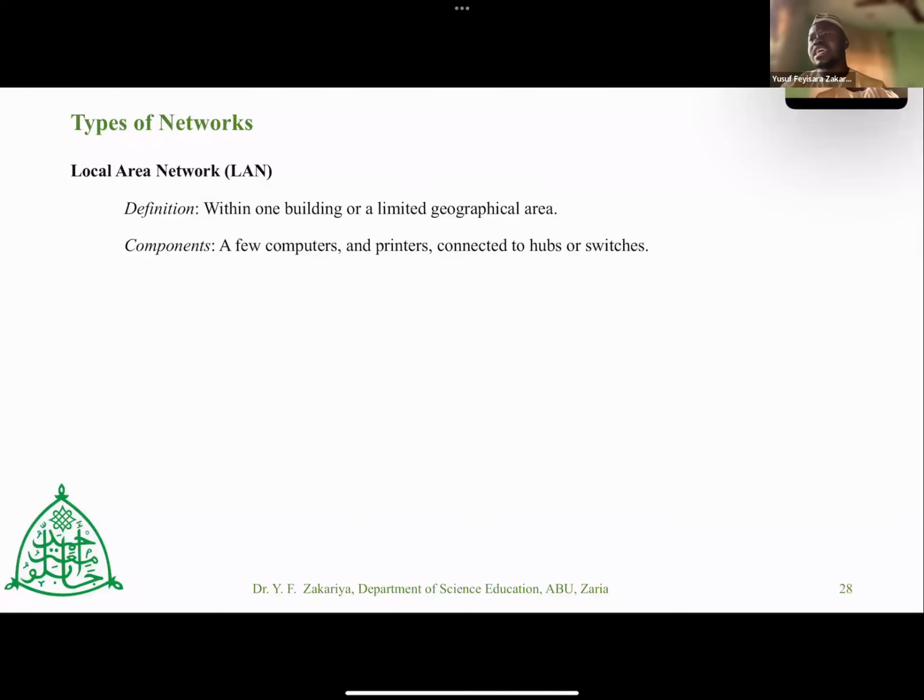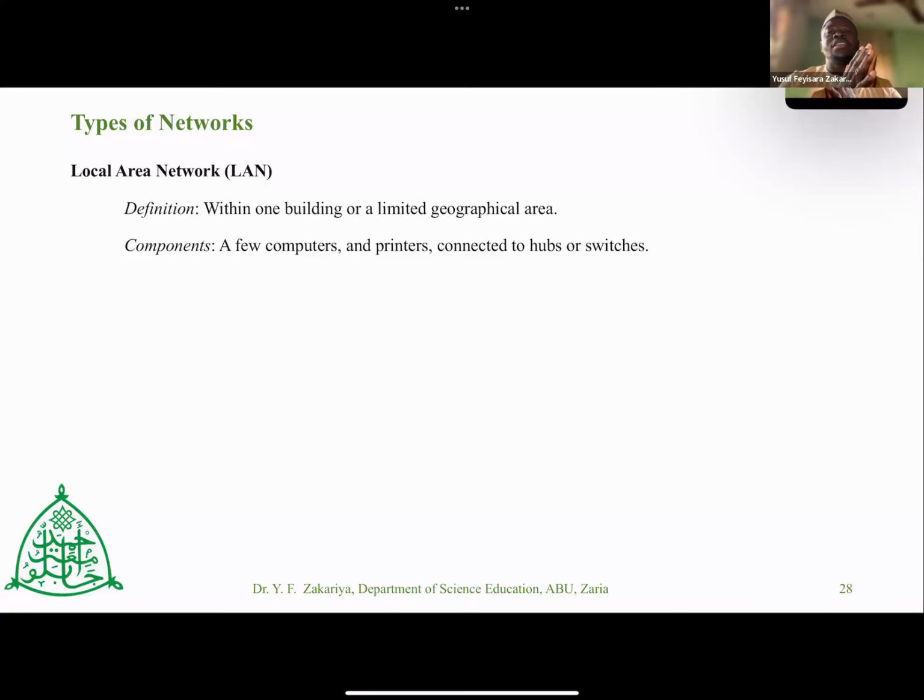So we have the local area network, which is only within a building or a limited geographical area within a building. Like in a house, if the breadwinner of the house has a router in the house, all of you in the house can be sharing that internet in the same house. This is possible. Within that building, everybody will be able to see the wireless and connect.